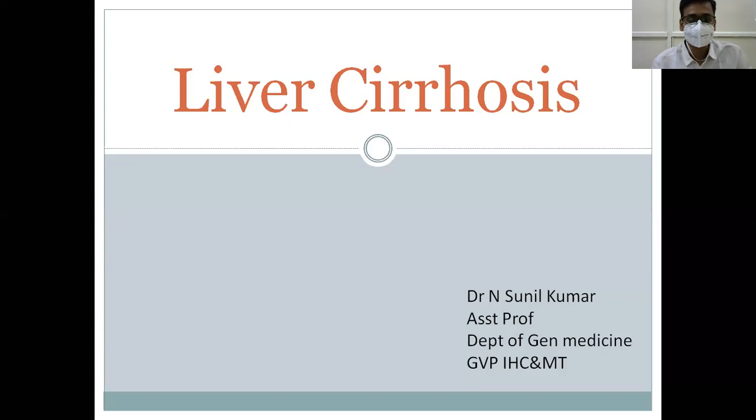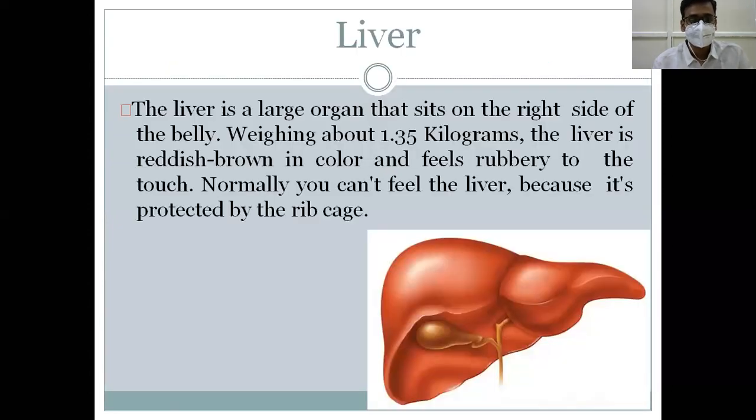Okay, let's get into the topic proper. Cirrhosis. The liver is a large organ that sits on the right side of the belly, as all of you know, weighing about 1.35 kgs. The liver is reddish brown in color and feels rubbery in consistency to touch. Normally, you can't feel the liver because it's protected right below the rib cage.